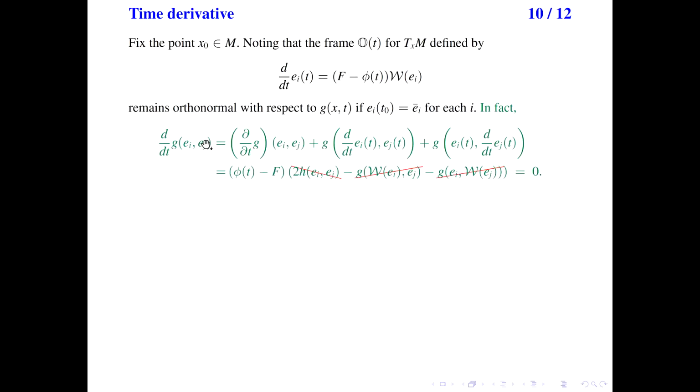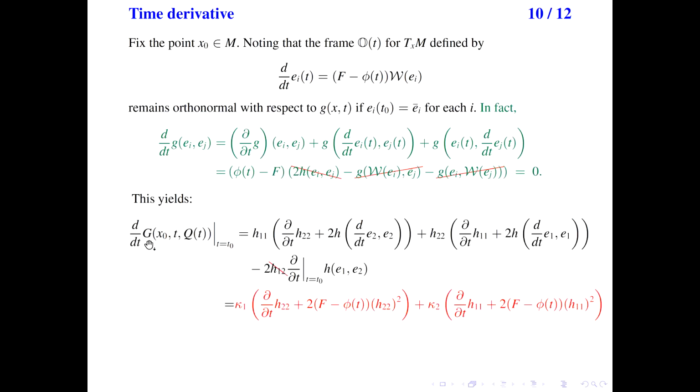Because we have this equation, we can calculate that the metric g applied to e_i, e_j satisfies that its time derivative is given by this equation. The first term is the evolution of the metric applied to e_i, e_j, and we add the second term and the third term, which is given by the definition of the frame e_i. And then we eventually get that this term vanishes. Then we have a family of frames O_t, which is also orthonormal when time t varies.